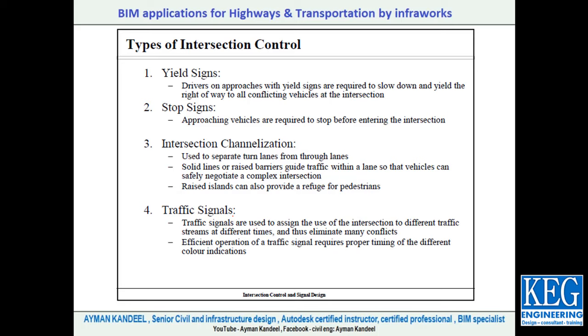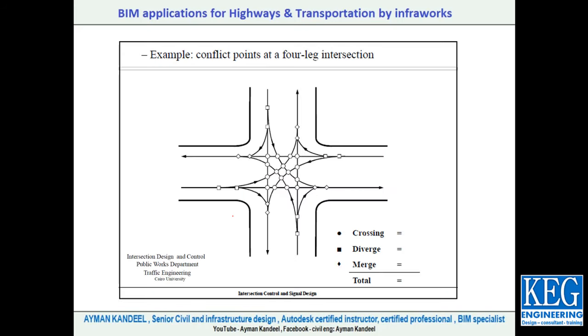Traffic signals are used to assign the use of the intersection to different traffic streams at different times and to eliminate many conflicts. Okay, what is the meaning of intersection conflicts? This is the conflict point for a four-leg intersection.